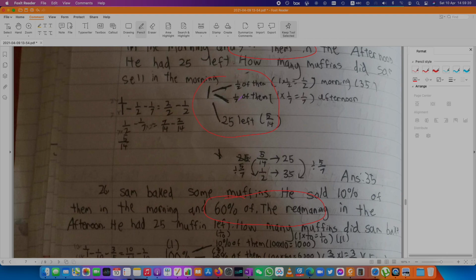Okay, so we take a break, we'll come back, and then we talk about this question. These two are different questions. They require different approaches. All right.